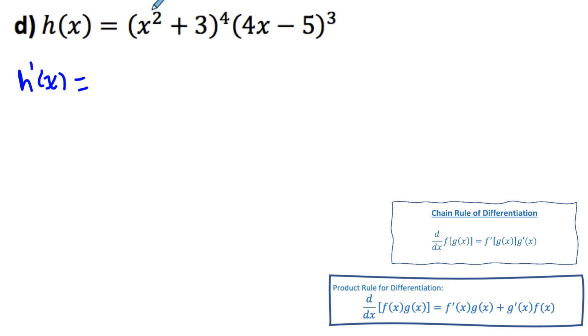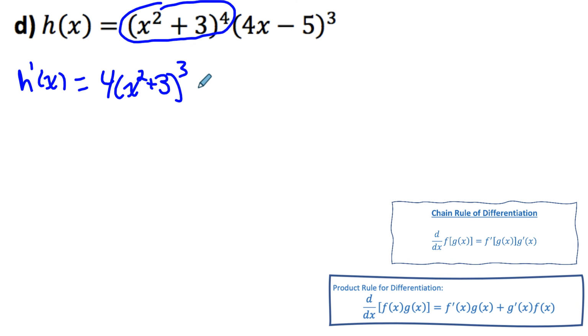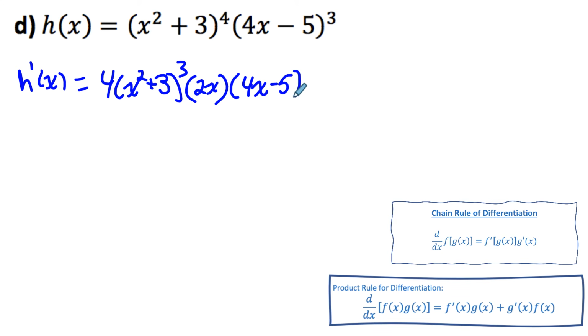So let's find the derivative of this first function, and that's a power of a function, so I'll need chain rule. I'll have to bring the exponent down, keep the base the same, reduce the exponent by 1, and then multiply that by the derivative of the inside function. So multiply that by the derivative of x squared plus 3, which is 2x. So that's the derivative of the first function. That needs to be multiplied by the second function. So I have to multiply that by 4x minus 5 cubed.